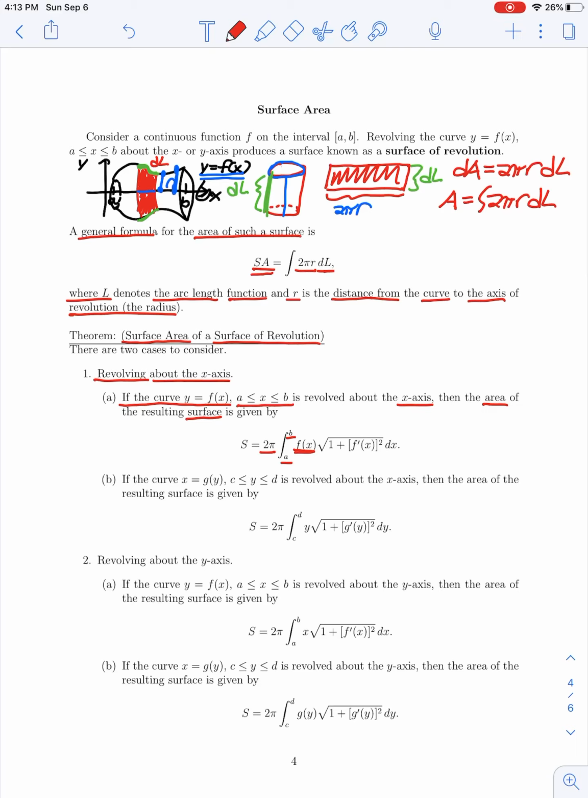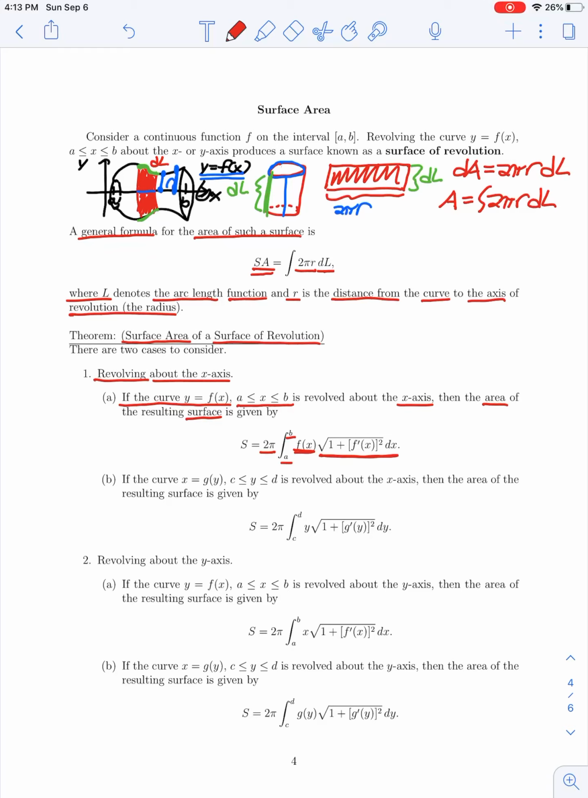Now, in the first part of this section 2.4 material, we found that if y is a function of x, a differential for the arc length of that function is given by the square root of 1 plus the derivative of that function squared times the differential of x.